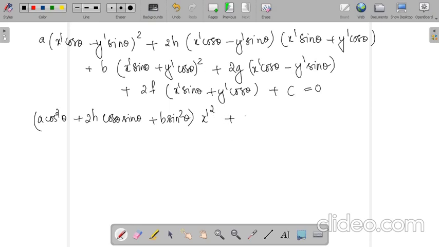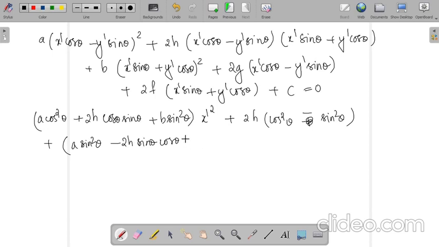Then you need to take the coefficient of x dash y dash. That will come only in the second term, since the product x dash y dash appears only there. That will be 2h, so you will have cos square theta minus sin square theta. Then the coefficient of y dash square will be a sin square theta minus 2h sin theta cos theta, then plus b cos square theta. So that will be the coefficient of y dash square.